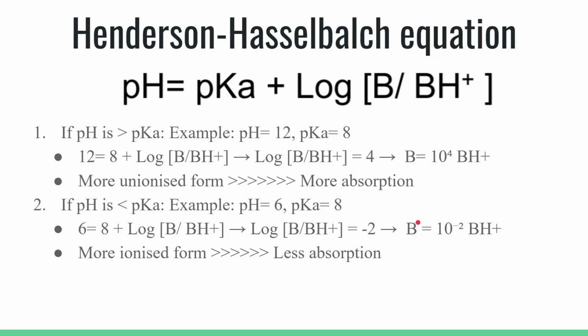which means that the uncharged base is much less than the cationic form. Or in other words, the cationic form is much more than the uncharged base. So we have more ionized form. More ionized form means that we have less absorption, which means this local anesthetic is going to have a longer onset of action. Okay? It's going to take a longer time. Alright, I hope this example really sets it into place, and I hope you understand this because it's very important.